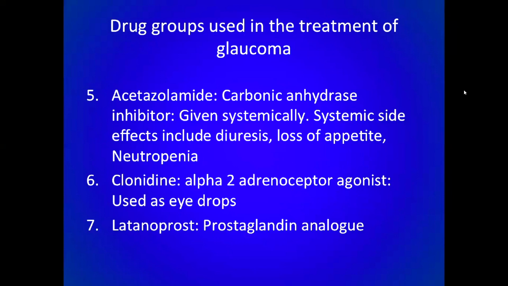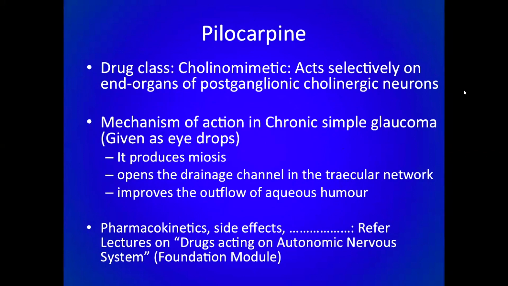How does it act? It produces miosis, and when it produces miosis, it opens the drainage channel and improves the outflow of the aqueous humor. When dilated, it will be difficult to outflow. When constricted, it is easy for the liquid to come out. Timolol, the only thing is timolol doesn't act on the pathway of aqueous humor. Timolol, a beta blocker, reduces the production of aqueous humor.